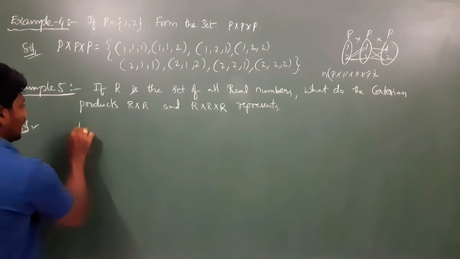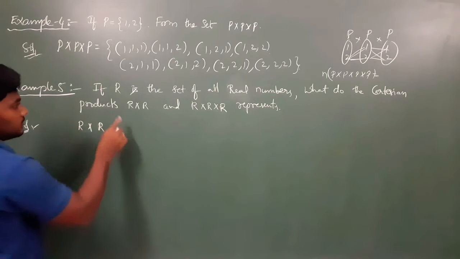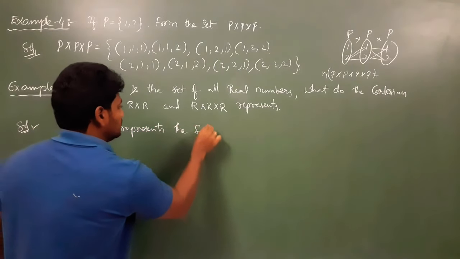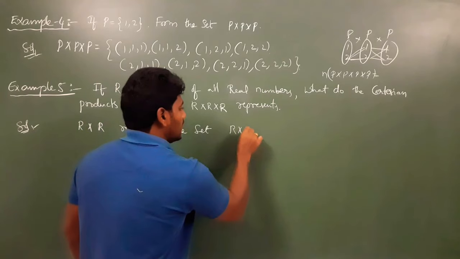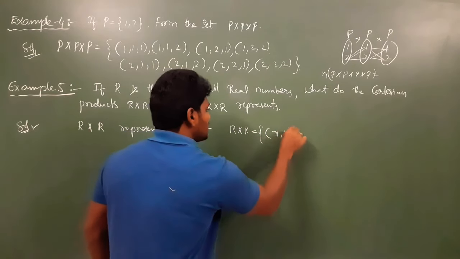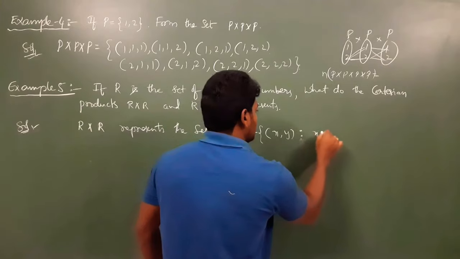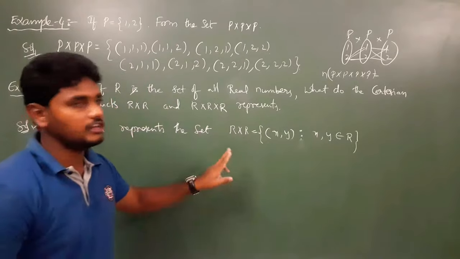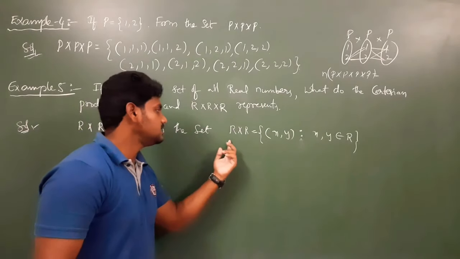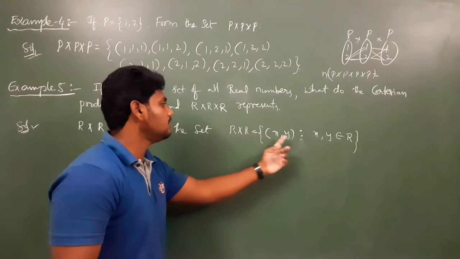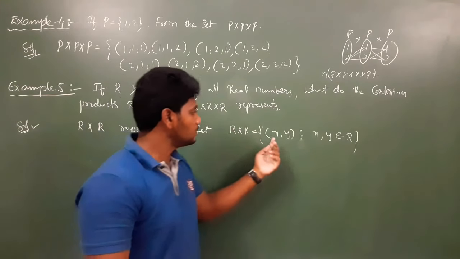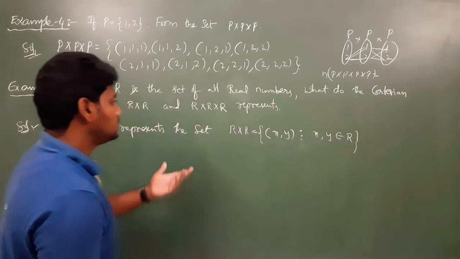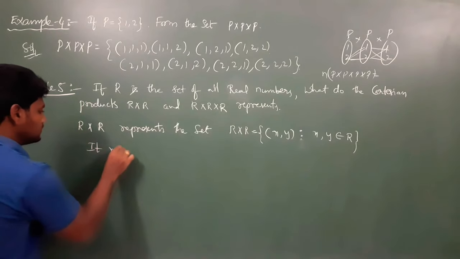See, first one, R cross R represents the set. In which form can we write it? R cross R is equal to the set of ordered pairs (x, y) for all x, y belonging to R. Both x, y belong to R only. Why? Because both sets are R only. If it is A cross B, then x belongs to A, y belongs to B. But here both are equal now. So the ordered pair (x, y) says that x, y both belong to R. This is what it represents.